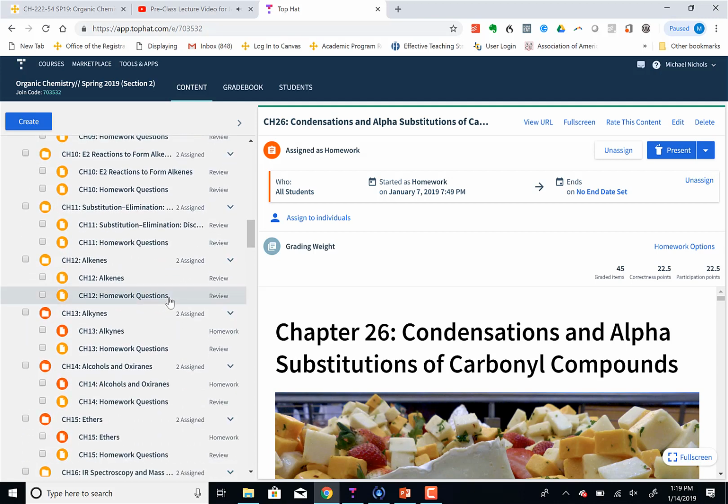For the first 12 chapters, I've given you access as practice. So I think you can go back and do the problems. You'll see they're not graded. From chapter 13 on, the red means that it's a homework problem. The orange means that it's practice. So I've given you practice for the end of chapter problems. And again, I may use some of those in class as well.